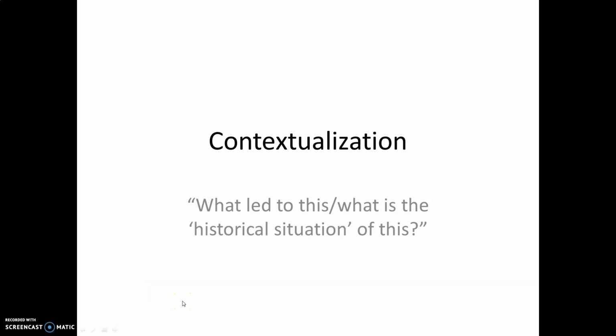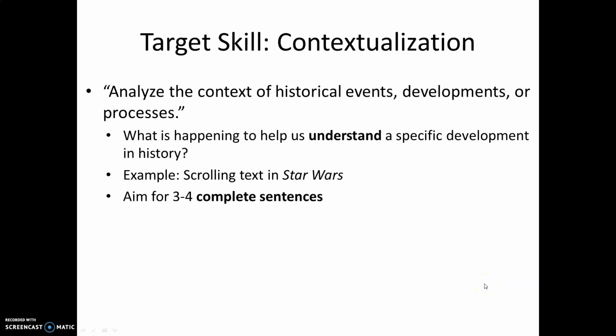What we'll be doing here is taking a look at a process or a skill, more appropriately, called contextualization. You can simplify contextualization as what led to this, or what's the historical situation of a development or a concept. Now, contextualization is one of the 6 target skills of the course. Officially, the target skill of contextualization reads as follows.